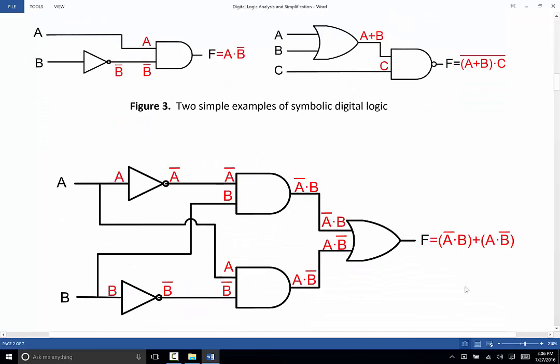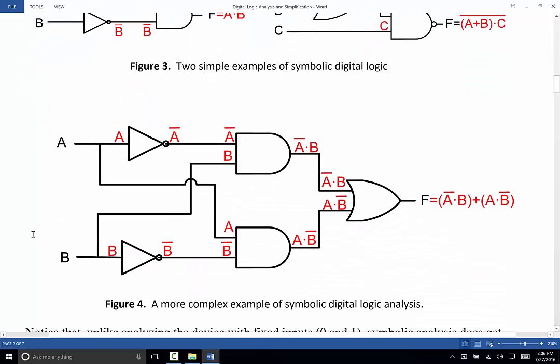Let's see a somewhat more complicated one. Here you can see that I've got a device in which I'm going to have A inverted to A bar, I'm going to have B inverted to B bar, and now I can trace where those signals go. B bar goes to here, A comes from up here, A bar goes to here, and B comes from down here. And then when I AND them together, I get A bar and B, I get A and B bar. Those then progress on to the OR gate, and when I OR them together, I get not A and B, or A and not B.